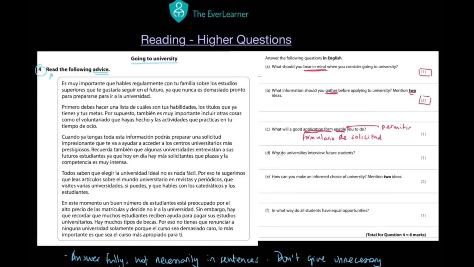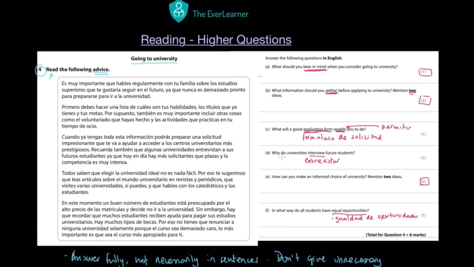Why do universities interview future students? Okay, so remember, to interview is entrevistar, and the word for interview is una entrevista. How can you make an informed choice of university? Okay, so mention two ideas. And in what way do all students have equal opportunities? Okay, equal opportunities, in Spanish, igualdad de oportunidades. So it's important that you read the questions and that you start having a bit of a guess of what the answers could be, but don't just guess. Don't read the text based on your preconceptions of what the answers are going to be.